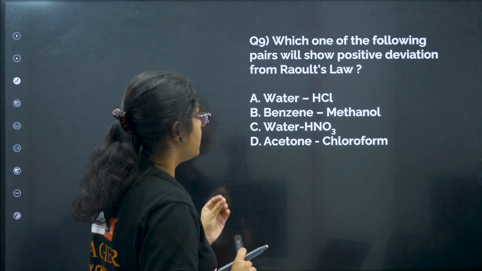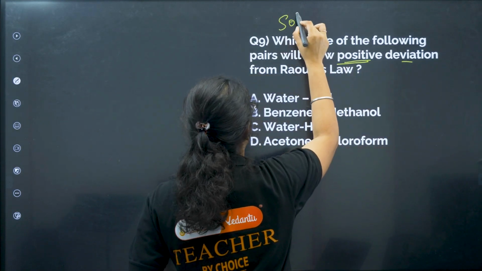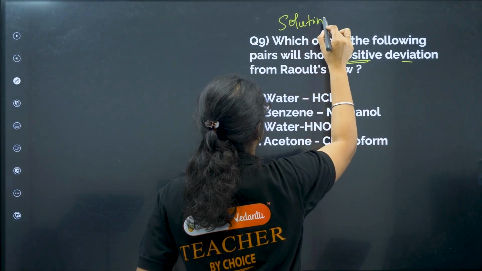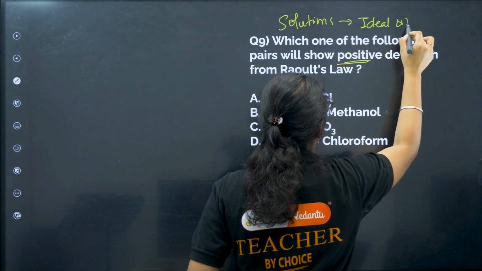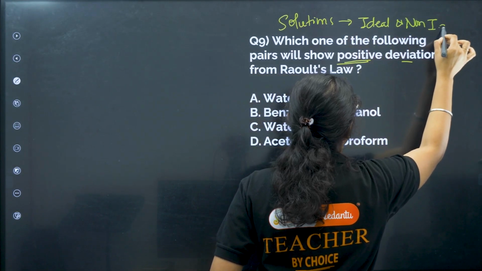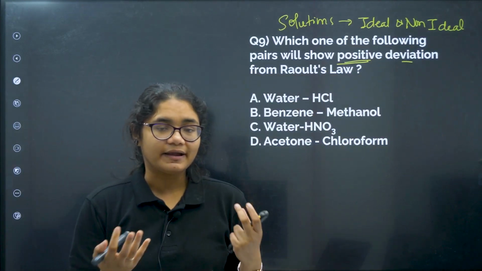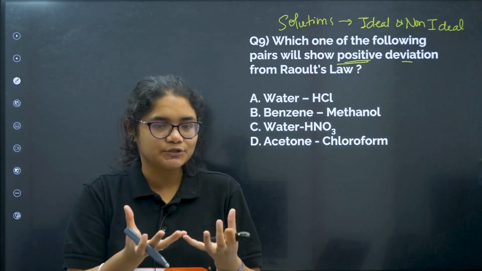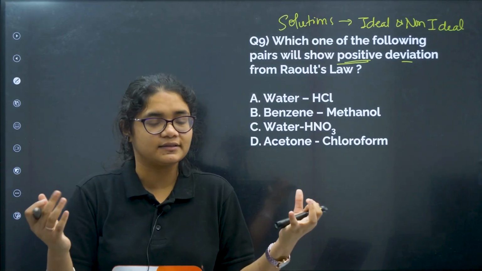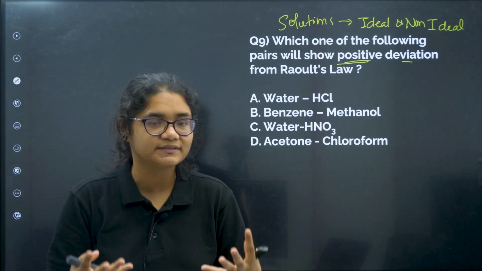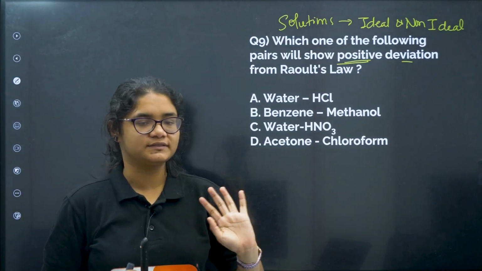Now let us go to question number 9. Which one of the following pairs will show positive deviation from Raoult's law? Again, this question is from the solutions chapter. Same topic, ideal and non-ideal solutions, right? Now positive deviation, when does it happen? When the two substances which you are mixing have very weak interaction, they are going far away from each other. In that case, we'll get positive deviation. So the interaction should be less in case of positive deviation.